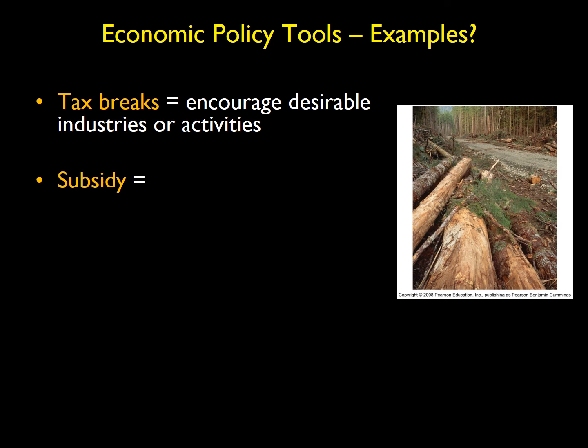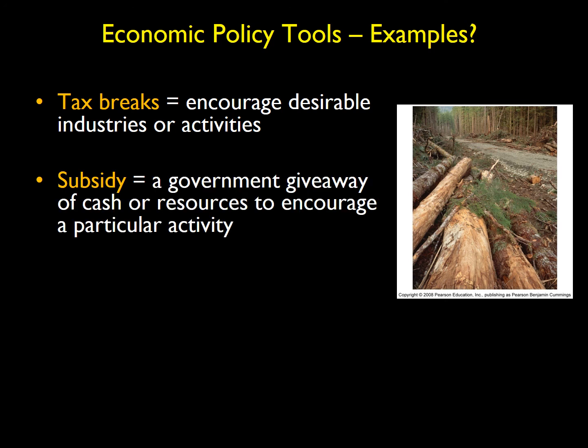Tax breaks are changes to tax codes that allow folks to pay less tax if they engage in desirable activities. So, for instance, in the state of North Carolina, there are tax breaks for installing photovoltaic solar panels on your home. And so you can write off, it used to be up to $10,000 in taxes. I don't know what it is now. But that's a way that the government can make it more advantageous to do something that values the environment.